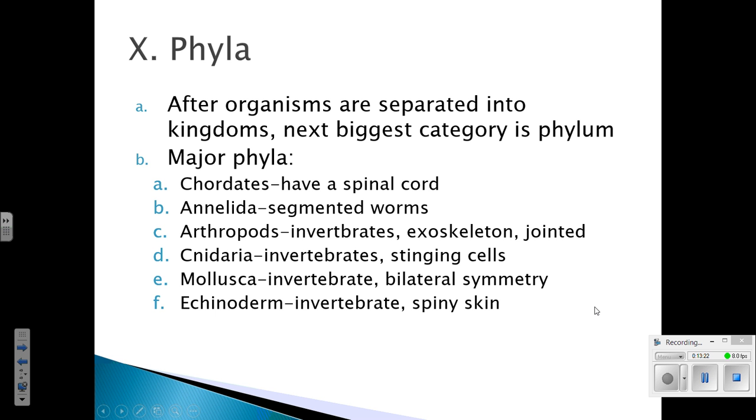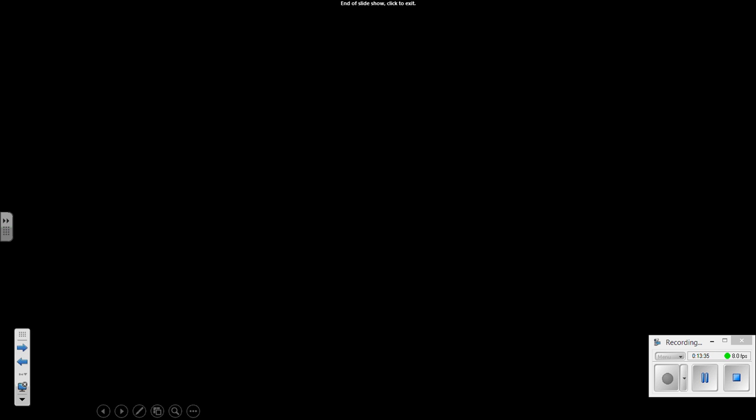They have bilateral symmetry, which means you can cut them down the middle and they're the same on either side. And the echinoderms, which are like the sea stars and the sea urchins, and they have spiny skin. And that is it for this unit.